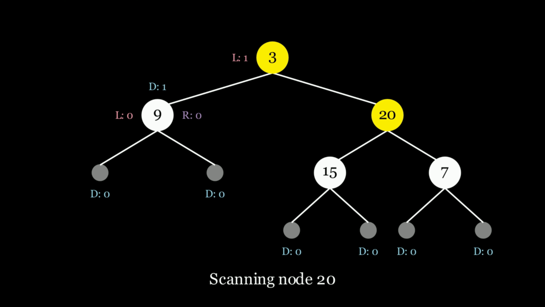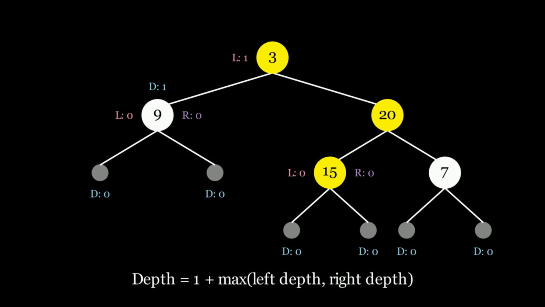And now at node 20, we need to find the left depth. So we go to node 15. At node 15, we need to find the left depth. And this is the base case of null. So we get back 0 for the left depth. So let's update that in the diagram. And let's get the right depth at node 15, which is 0 as well. So we're going to put that in the diagram. And then we're going to ask ourselves, what is the depth at 15? Well, it's 1 plus the max left and right depth. In this case, they're both 0, so it's just 1. Now, this depth is the left depth for node 20, right? So let's put that in.